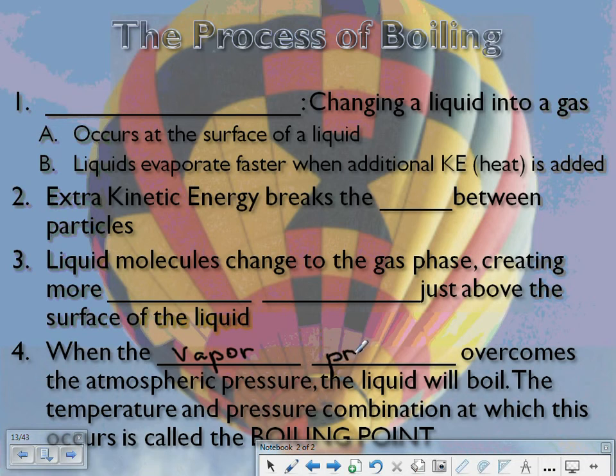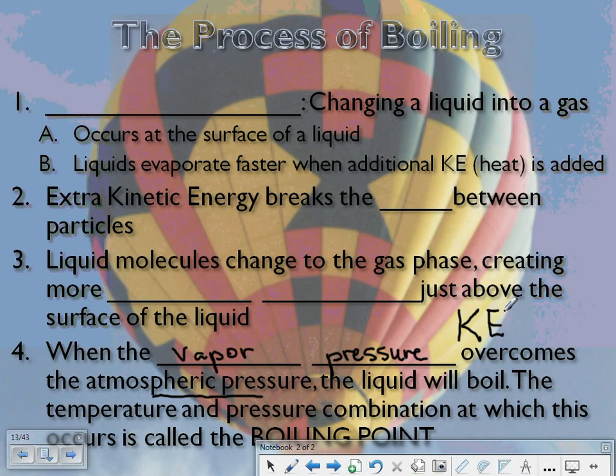So what happens when you're at a higher altitude and the normal atmospheric pressure is already less? Then you don't have to heat it up as much to get it to boil, because the part that's pushing down and keeping it in the liquid phase will be less. So it takes less kinetic energy to break the IMFs and turn the liquid into a gas.